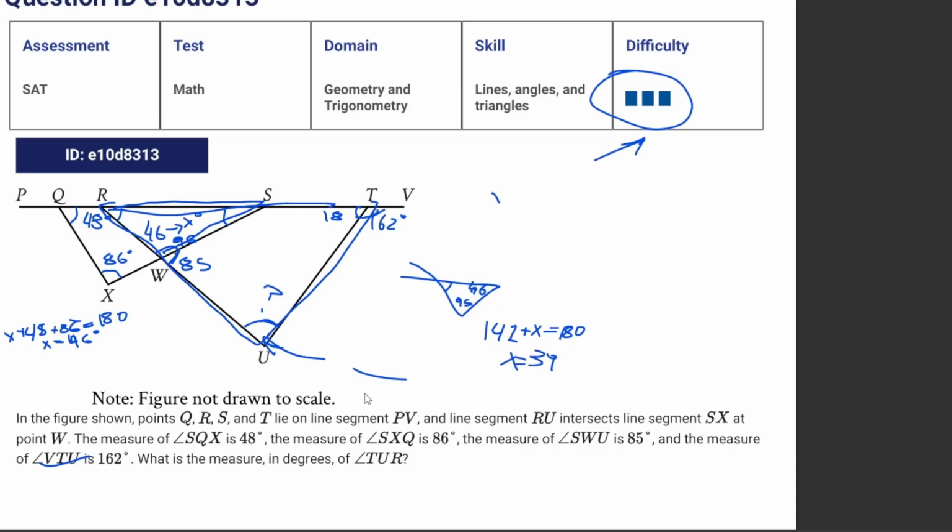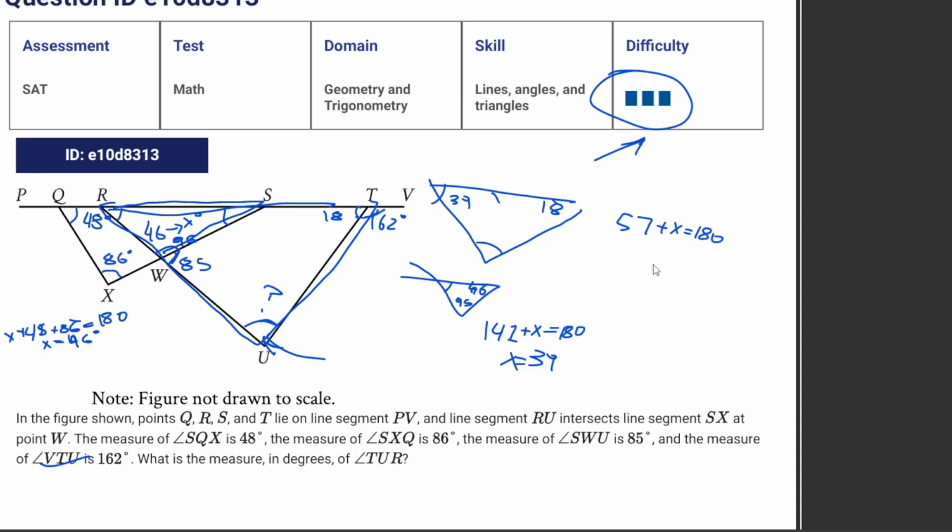So let's put all this together. Our final large triangle should, right here, have one interior angle of 18 degrees and one interior angle of 39 degrees. So 39 plus 18, let's do some math, is 57 inside. So 57 plus x equals 180. Once again, basic algebra. Your final angle has to be x equals 123 degrees, and that will be your answer to this problem.